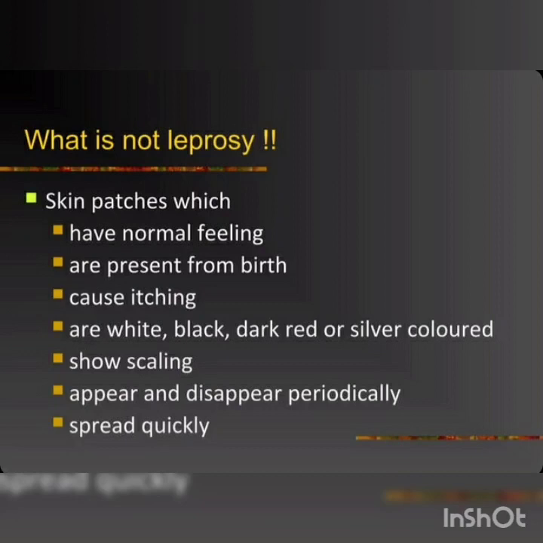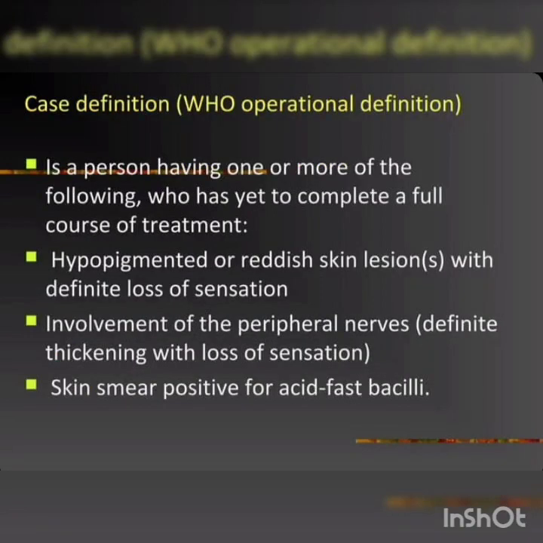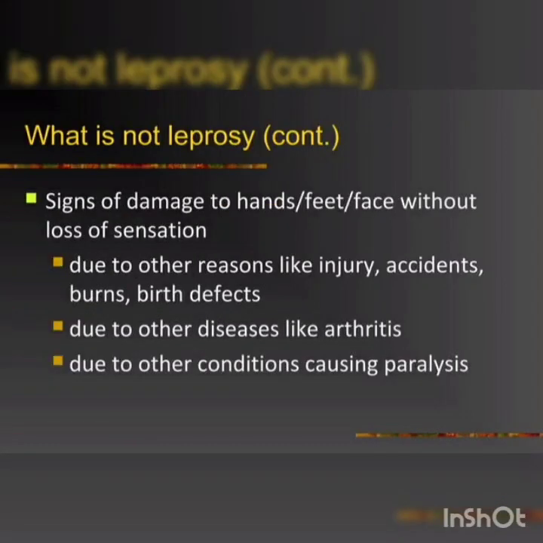What is not leprosy? Patches that have normal feeling, are present from birth, cause itching, are white, black or dark in color, scaling, appear and disappear periodically, or spread quickly are not leprosy. A person having one or more of the following is suspected: a hypopigmented or reddish skin lesion with definite loss of sensation, involvement of the peripheral nerve, or both. Signs due to injury, accidents, burns or birth defects are not leprosy. Signs due to other diseases like arthritis and paralysis are not leprosy.